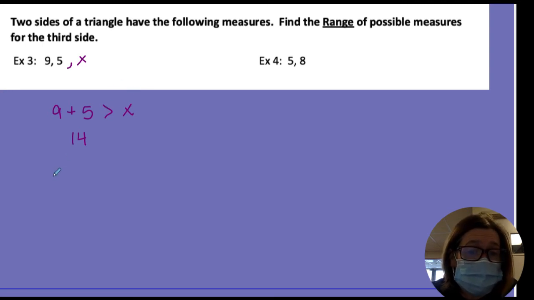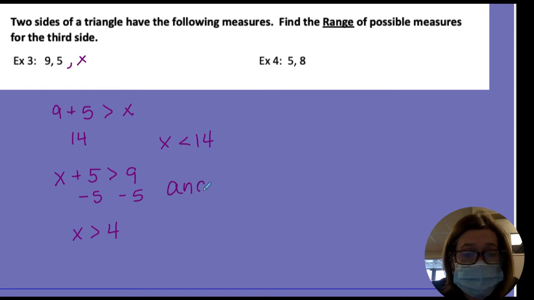But we don't know x's value, so we actually have to say x plus 5 is greater than 9. Why? Because it could be a smaller value. So if I subtract 5, x has to be greater than 4. So x has to be less than 14 and x has to be greater than 4.